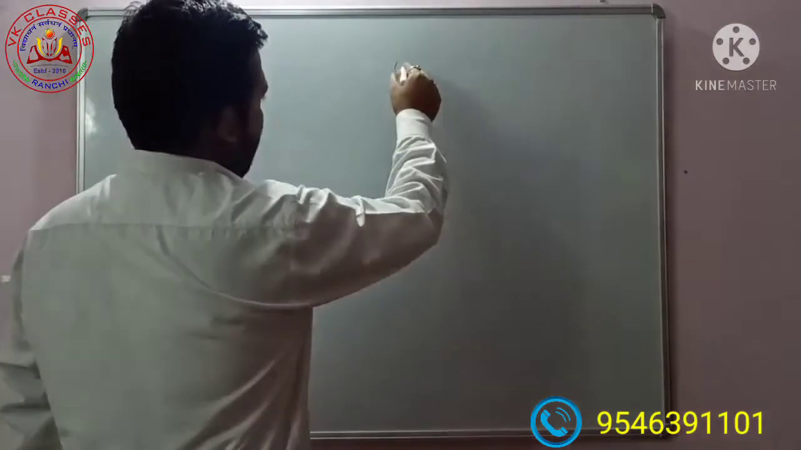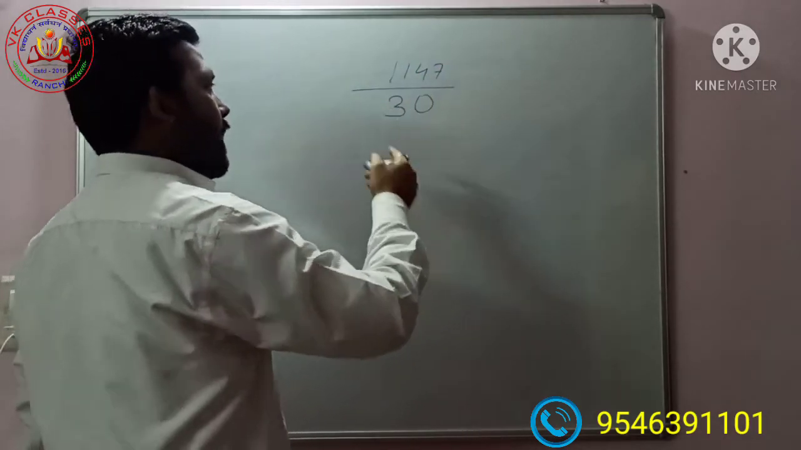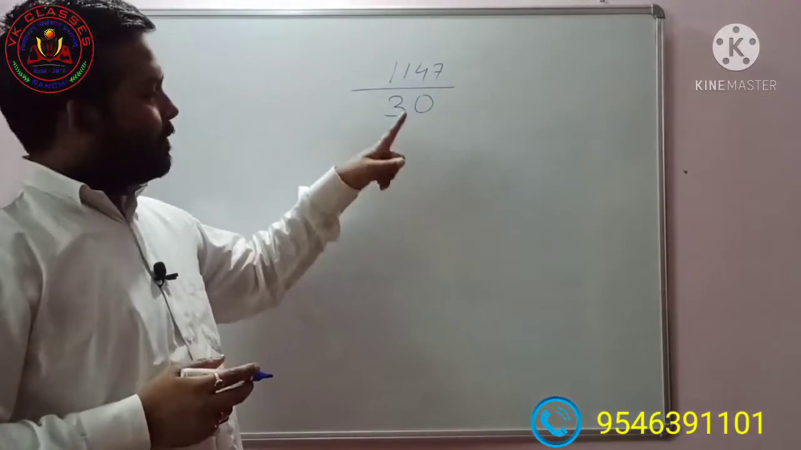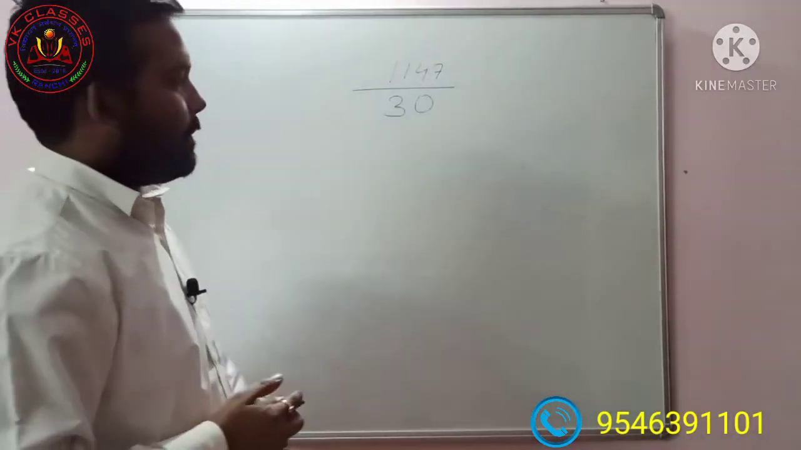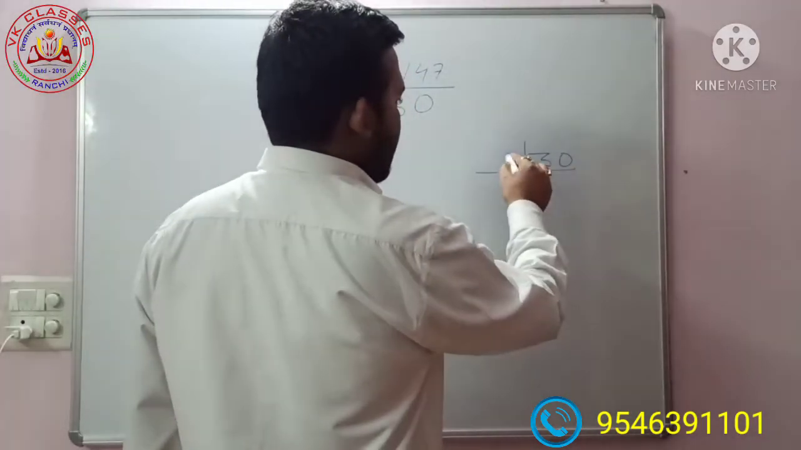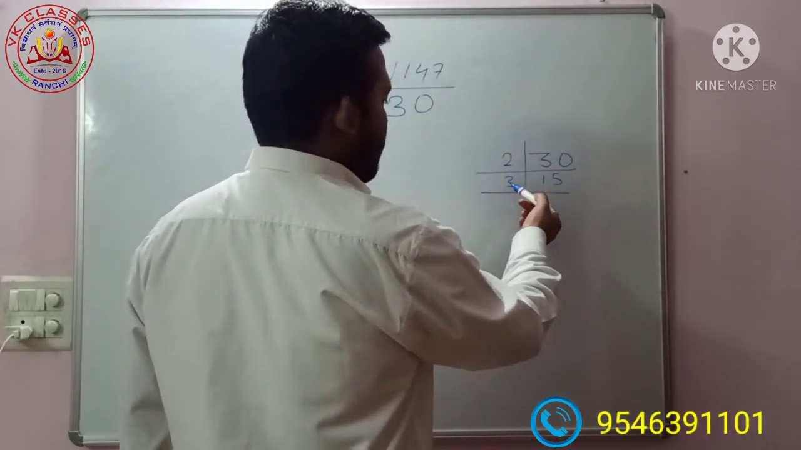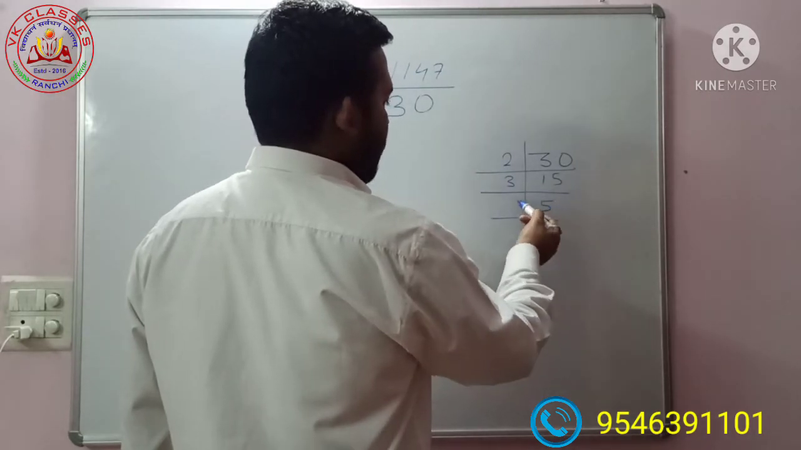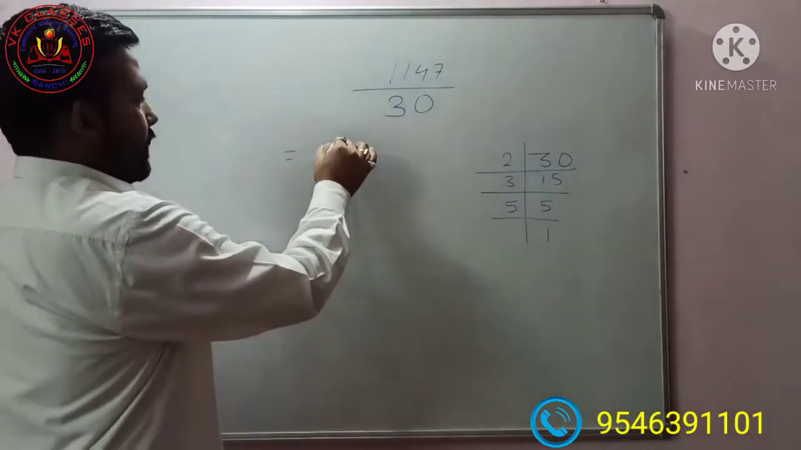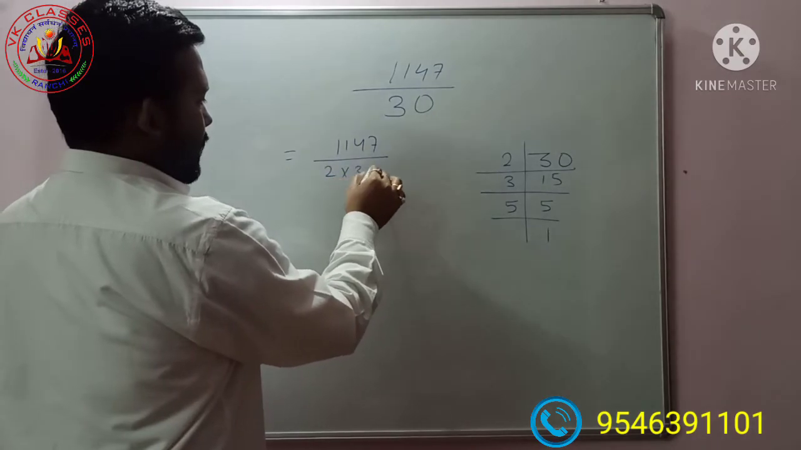Let's take a number 1147 divided by 30. Now let us see whether this is terminating or non-terminating. Again we will do the same thing. We will take out the prime factors of 30. 2 times 15, and we divide by prime factor 3, we get 5, and dividing 5 by 5 we get 1. So the prime factors of the denominator 30 are 2 into 3 into 5.